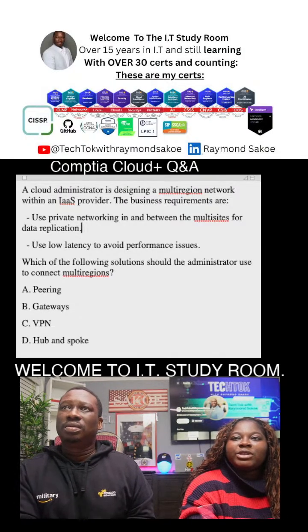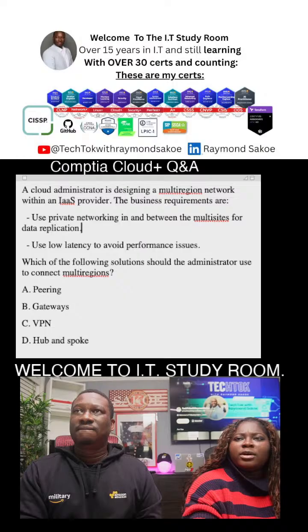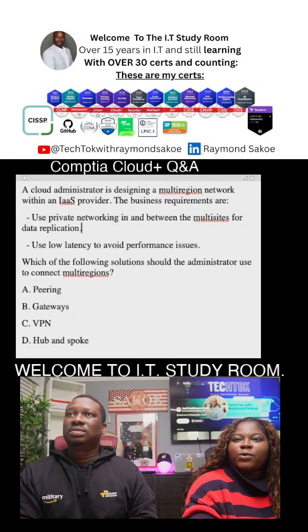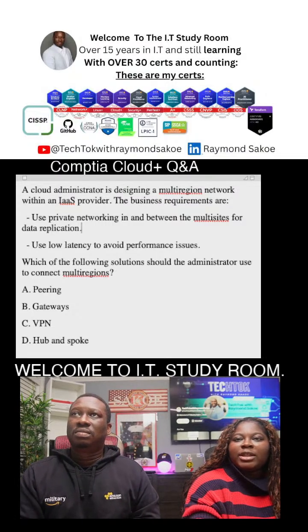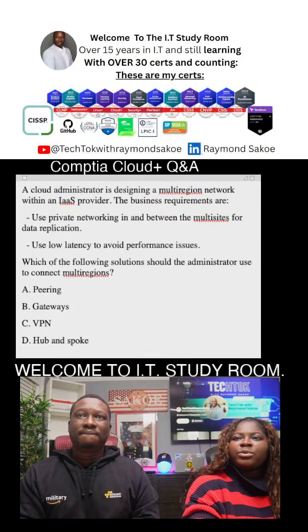A cloud administrator is designing a multi-region network within an IaaS provider. The business requirements are to use private networking in and between the multi-sites for data replication, and low latency to avoid performance issues. Which of the following solutions should the administrator use to connect multi-regions?